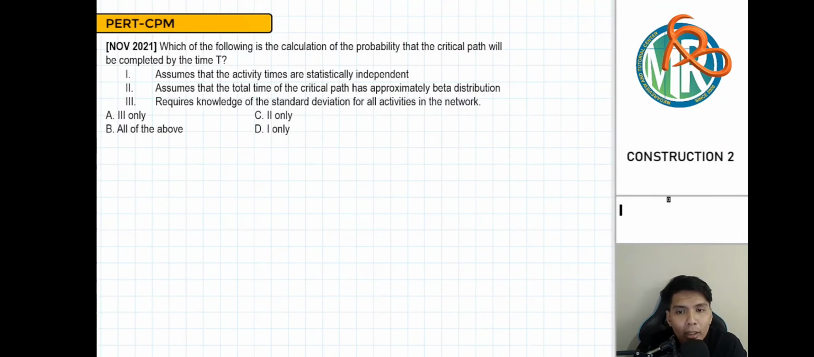So let's read. Number 1, assumes that the activity times are statistically independent. Number 2, assumes that the total time of the critical path has approximately beta distribution. Number 3, requires the knowledge of standard deviation for all activities in the network. So let's check which are the correct wordings, which statement is correct.